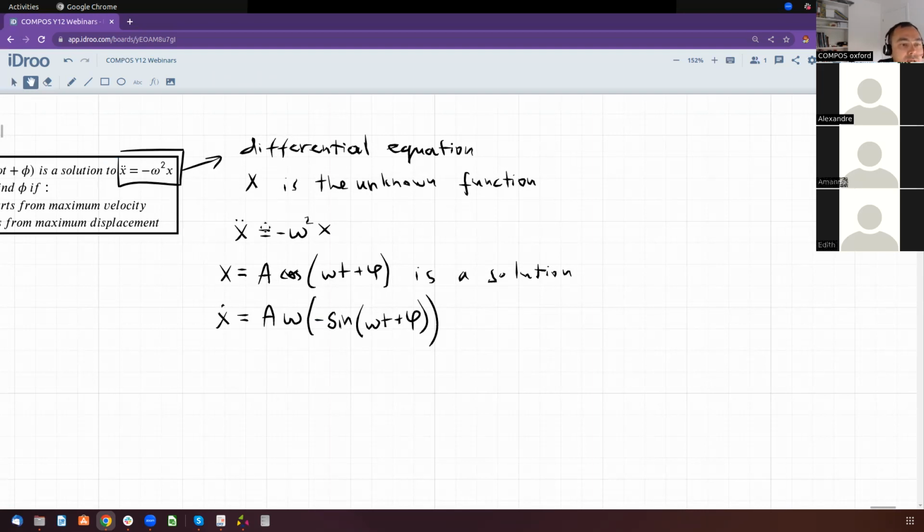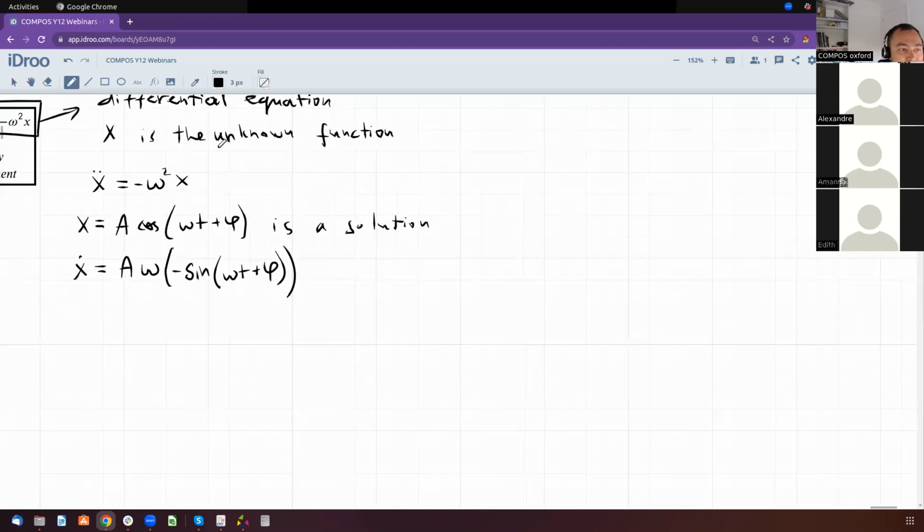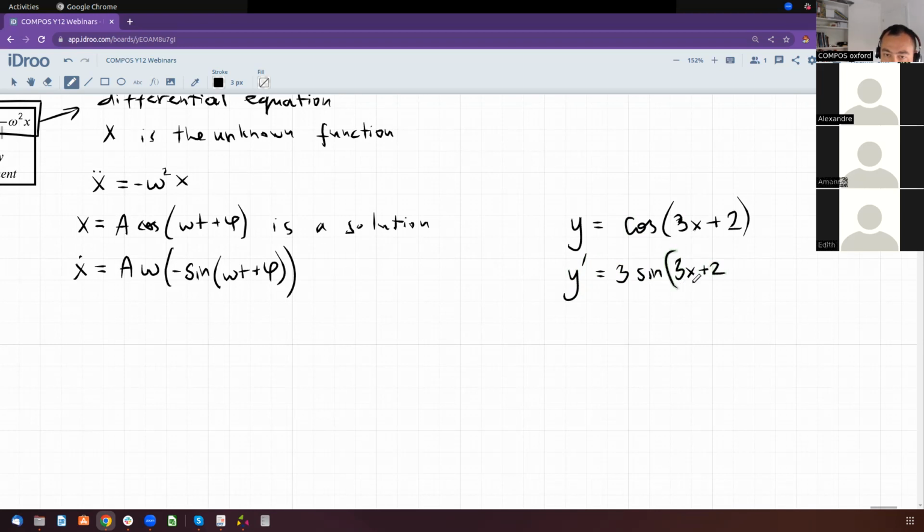Okay. So imagine you have y is equal to cos 3x plus 2. If you want to find the derivative, that would be 3 sine 3x plus 2, using the chain rule. And there will be a minus here.